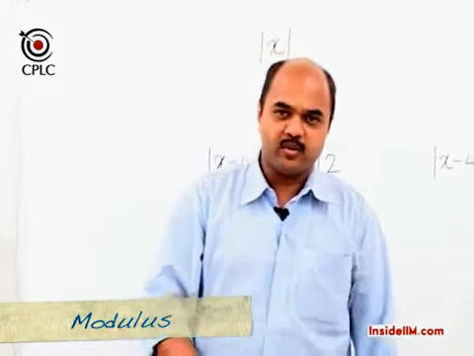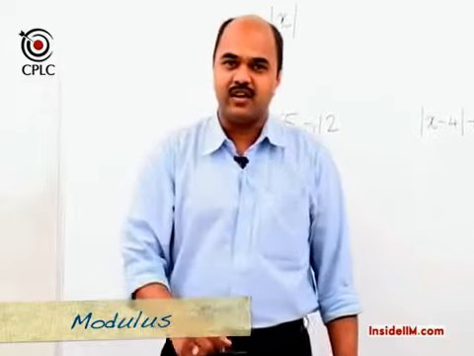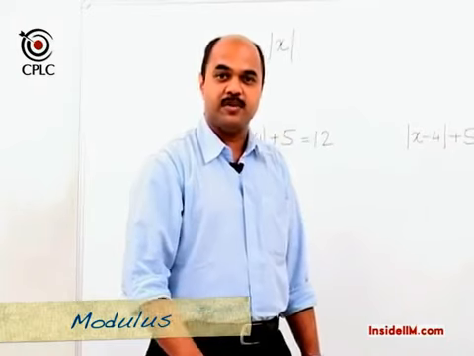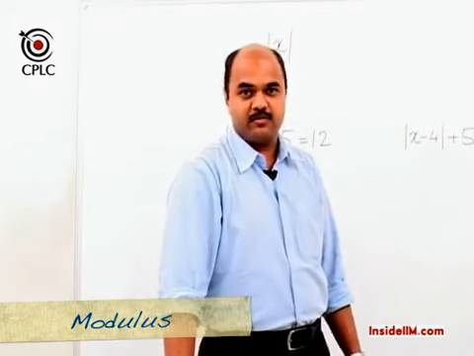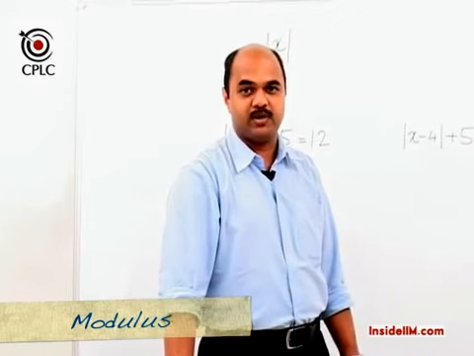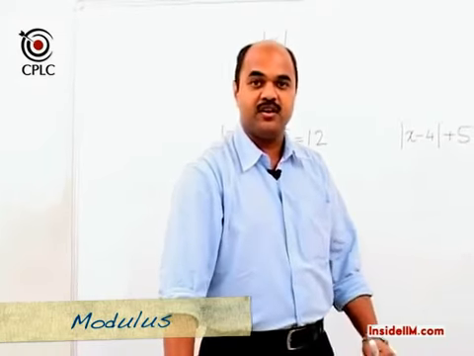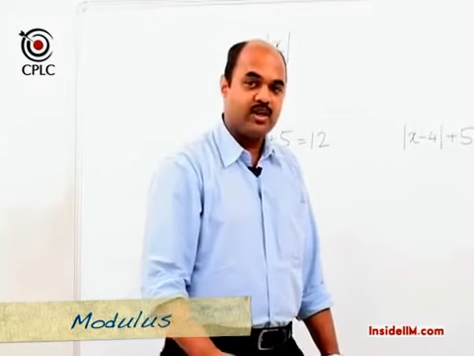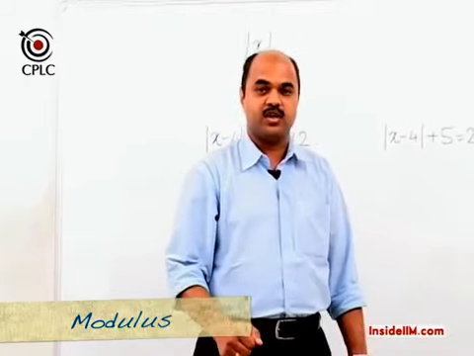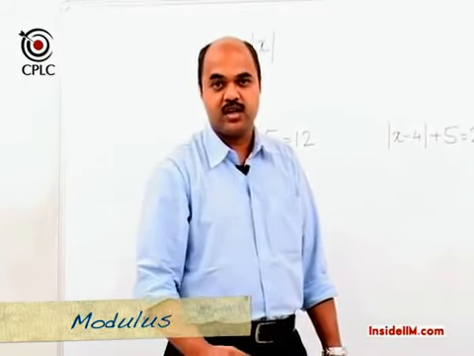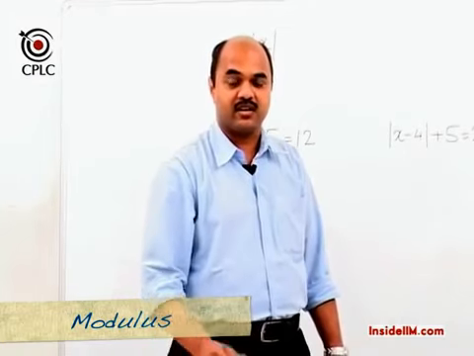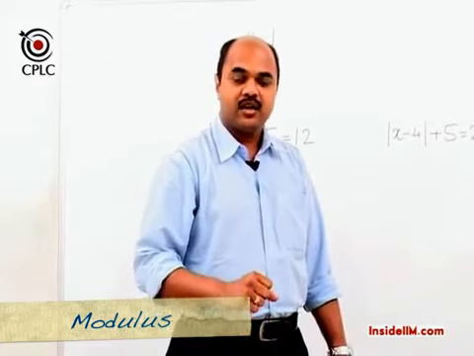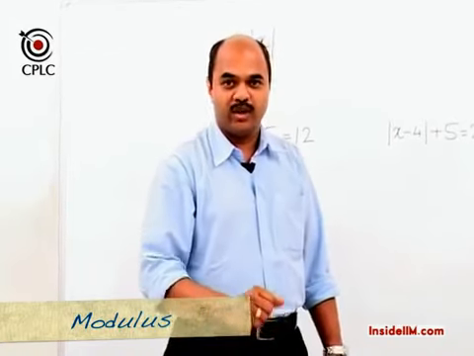Now one of the most common questions that we ask in class: what do you definitely know about mod x? And the most common answer is mod x will always be positive. That's incorrect, because mod x may not always be positive. Mod x will always be non-negative, because modulus or absolute value can be 0. So when you say mod x will always be positive, you are saying mod x can never be equal to 0, which is incorrect. Hence, what we definitely know about modulus or absolute value is that absolute value is always non-negative.